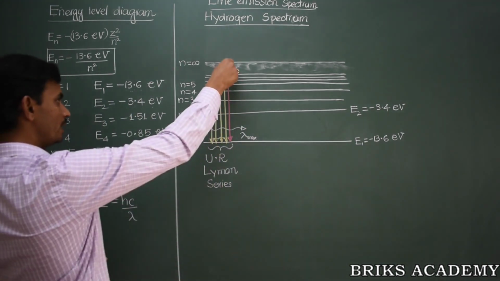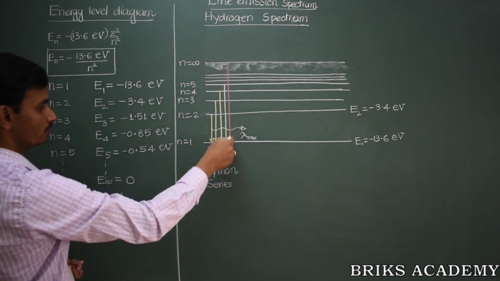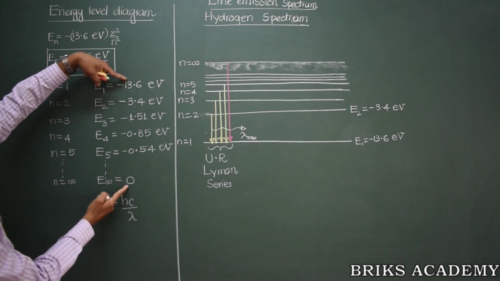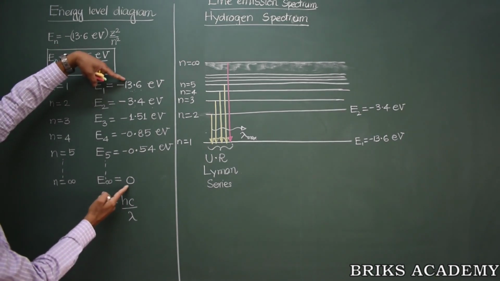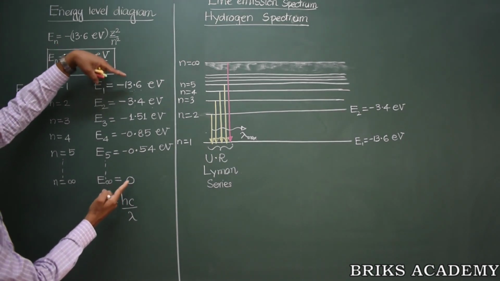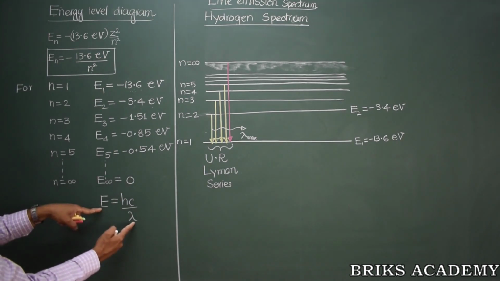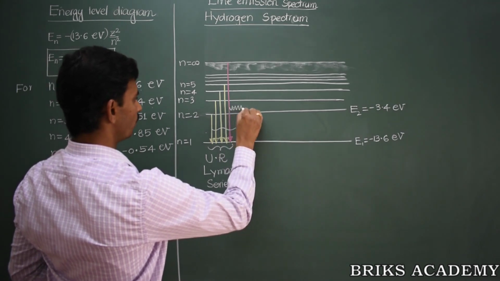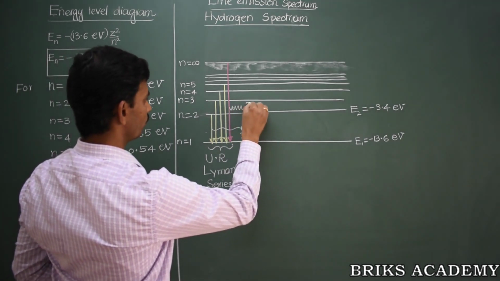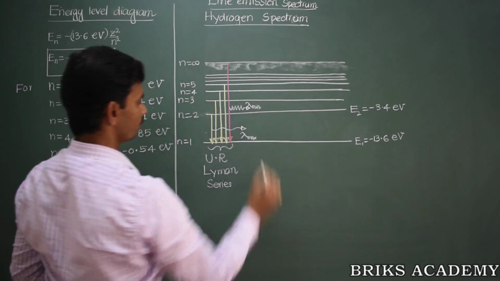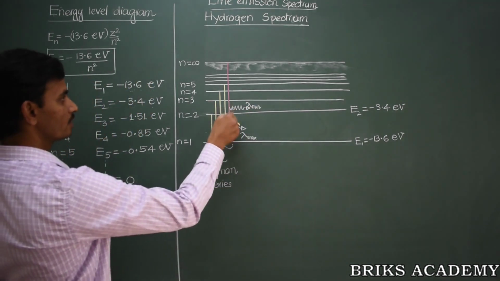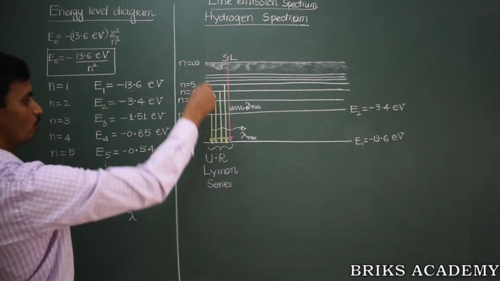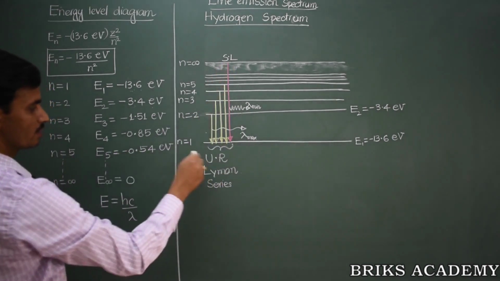Whereas the biggest transition here is between infinity and 1. The biggest energy difference is 13.6 electron volt; you can observe that between E1 and E infinity the energy difference is 13.6 electron volt. If the energy difference is highest, the wavelength emitted will be least. Therefore, the last transition of the series will be emitting the smallest wavelength. We call this lambda minimum. This lambda minimum of the series is also called the series limit. That is, the transition from infinity to 1 is called the series limit of the Lyman series.